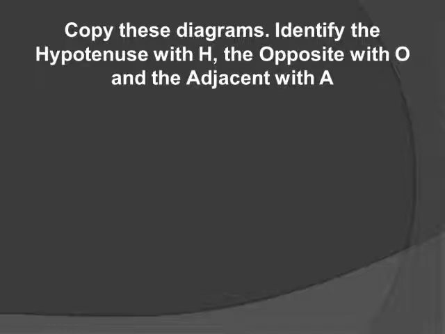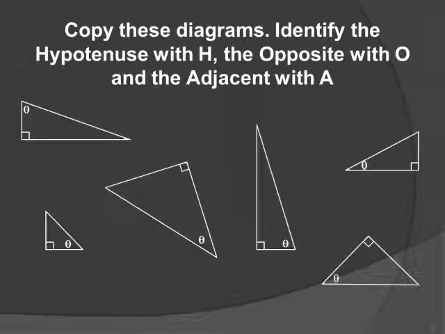How about copying these diagrams down? Identify the hypotenuse with an H, the opposite with an O, and the adjacent with an A. I'm asking you to do this because identifying these correctly is the most important thing in being able to identify which ratios you eventually use. So here are our diagrams. What I'd like you to do is pause the video and then start the video again and check your answers.